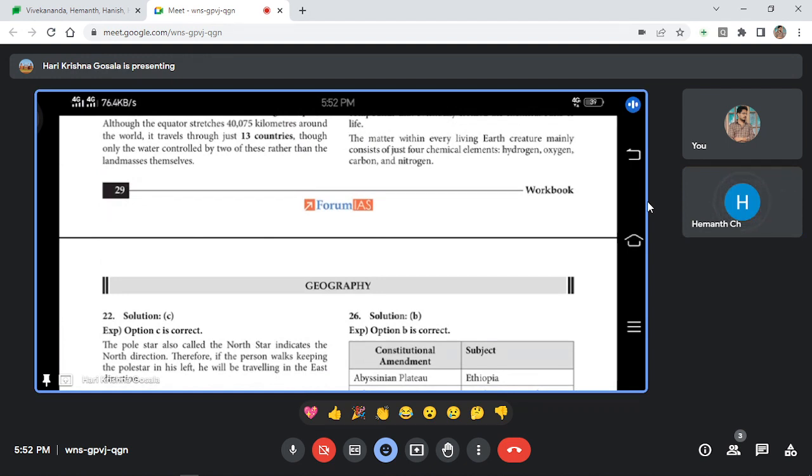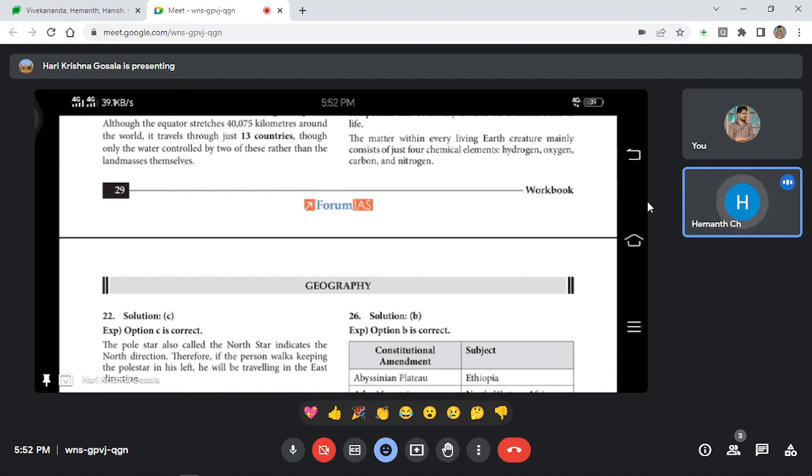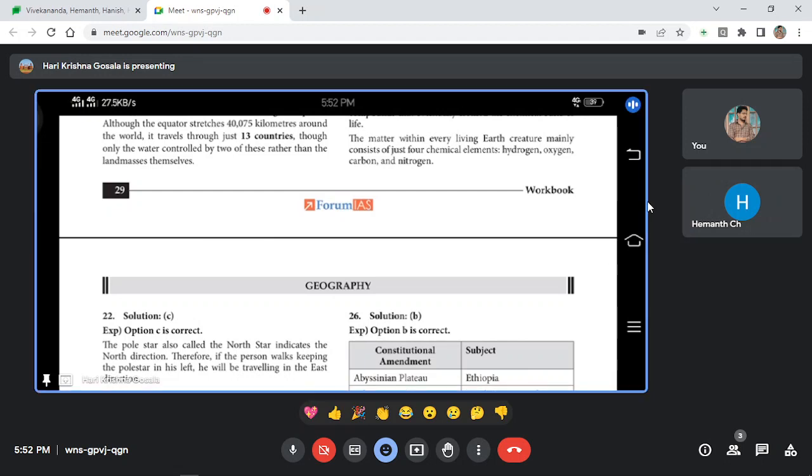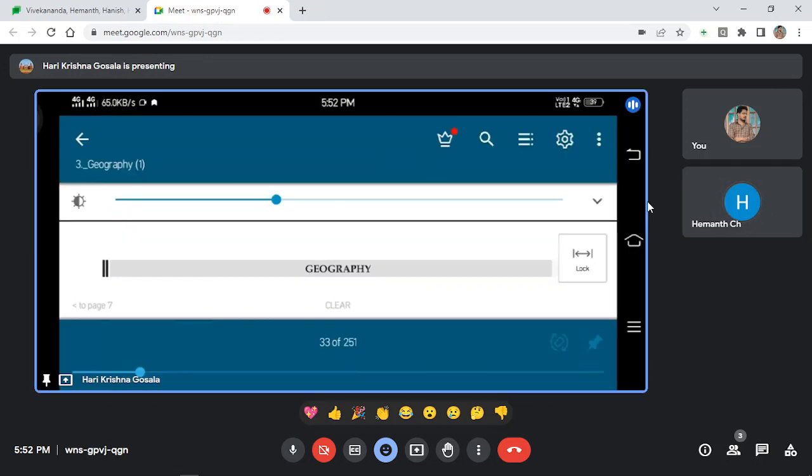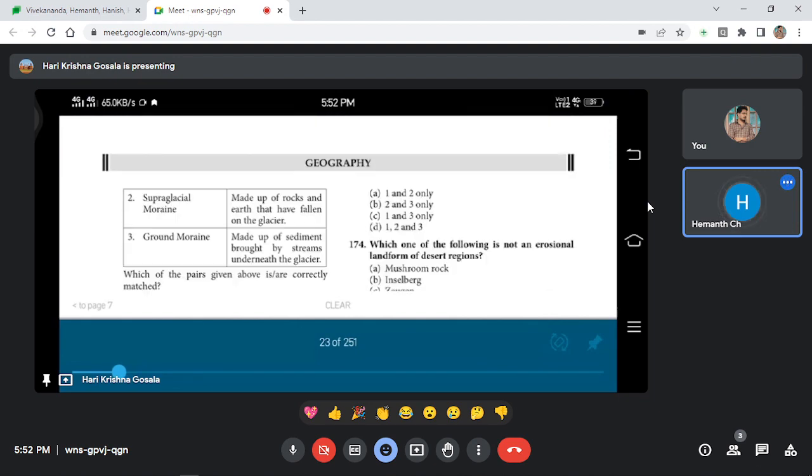The pole star, also called the North Star, indicates the north direction. Therefore, the person walks with the pole star on his left. He will be traveling in the east direction.